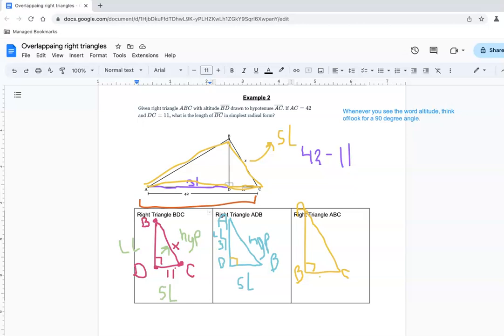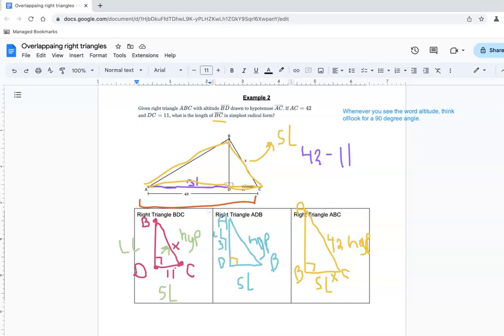So that gives us an opportunity to draw it the way we drew it, right? So if you're unsure, just visually look at it. So BC, we're calling that X, but that's also your short leg. Let's keep that in mind. AC, that's 42. And this is your hypotenuse. And AB, do we know AB? We don't. All right, so we're going to leave that blank.